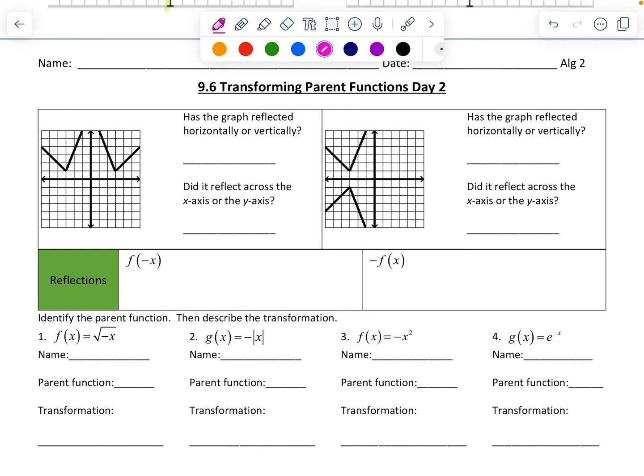Welcome everyone. Today we're looking at 9.6, Transforming Parent Functions, Day 2. So last class we looked at transforming left and right and up and down. Today we're adding a few more transformations.